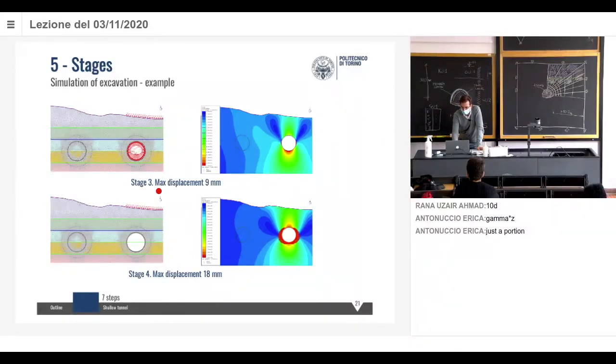Look at some results. This is the results at stage 3, and this is the results at stage 4 in terms of displacements. We will be used to looking at charts like this, very nice, colorful plots. You can see how the displacements are distributed. These are the total displacements around the tunnel. You can see here that the maximum displacements are at the invert arch.